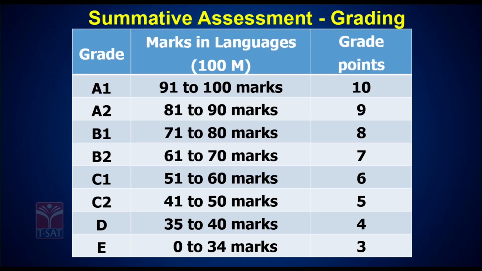You know, the difference between 91 and 92 or even 97, 99, has nothing to do with CCE, because a child who scores 91 will be awarded A1, and a child who scores 99 or even 100 marks also is awarded A1. So, CCE opens the doors for healthy and congenial competition.